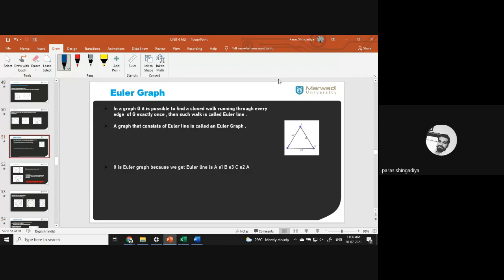And after that, write the Euler line also, which Euler line you derived from this graph, and based on that you are saying it is an Euler graph.